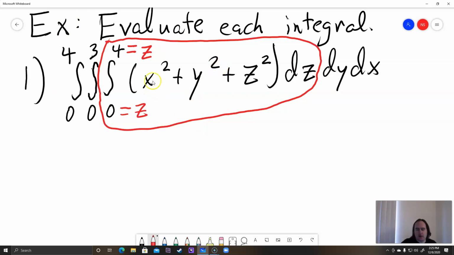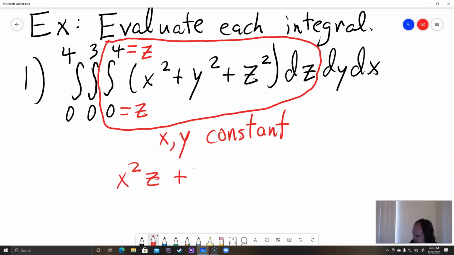So remember, when you're integrating with respect to z, that means the other two variables are constant. So here, x and y are both constant. Alright, so since x and y are constant, that means x squared plus y squared is constant. So the integral of a constant is the constant times a variable. So what we're going to get here is x squared times z plus y squared times z, because those are both constants.